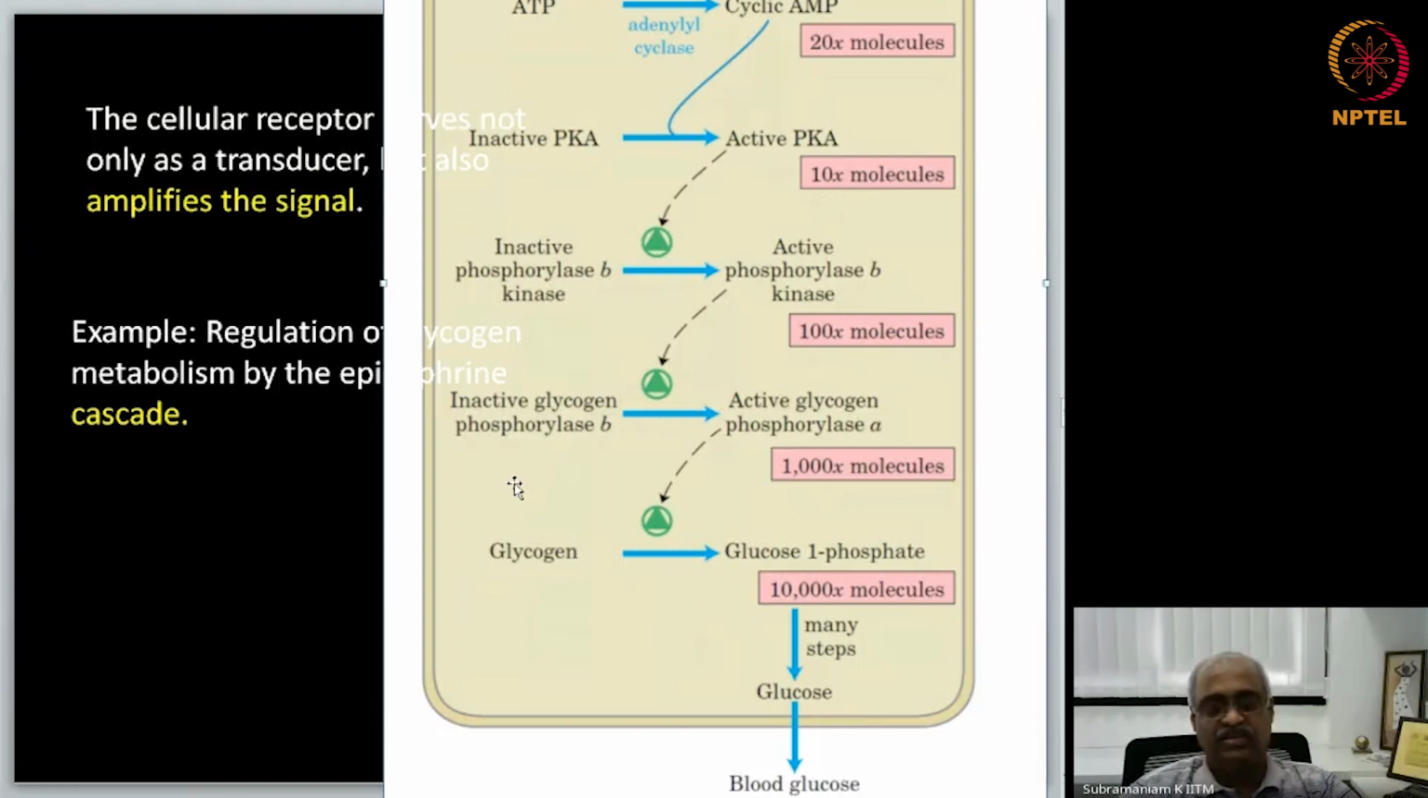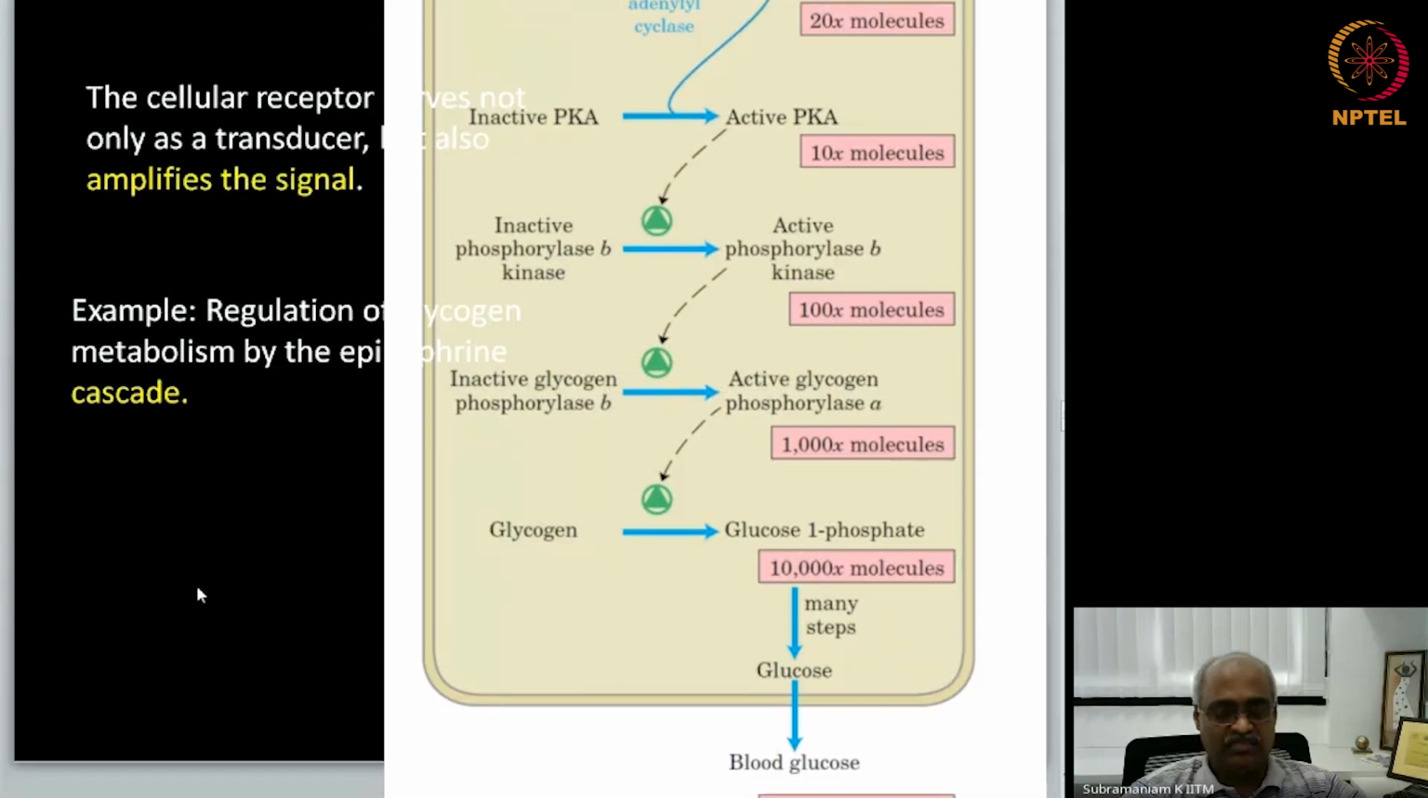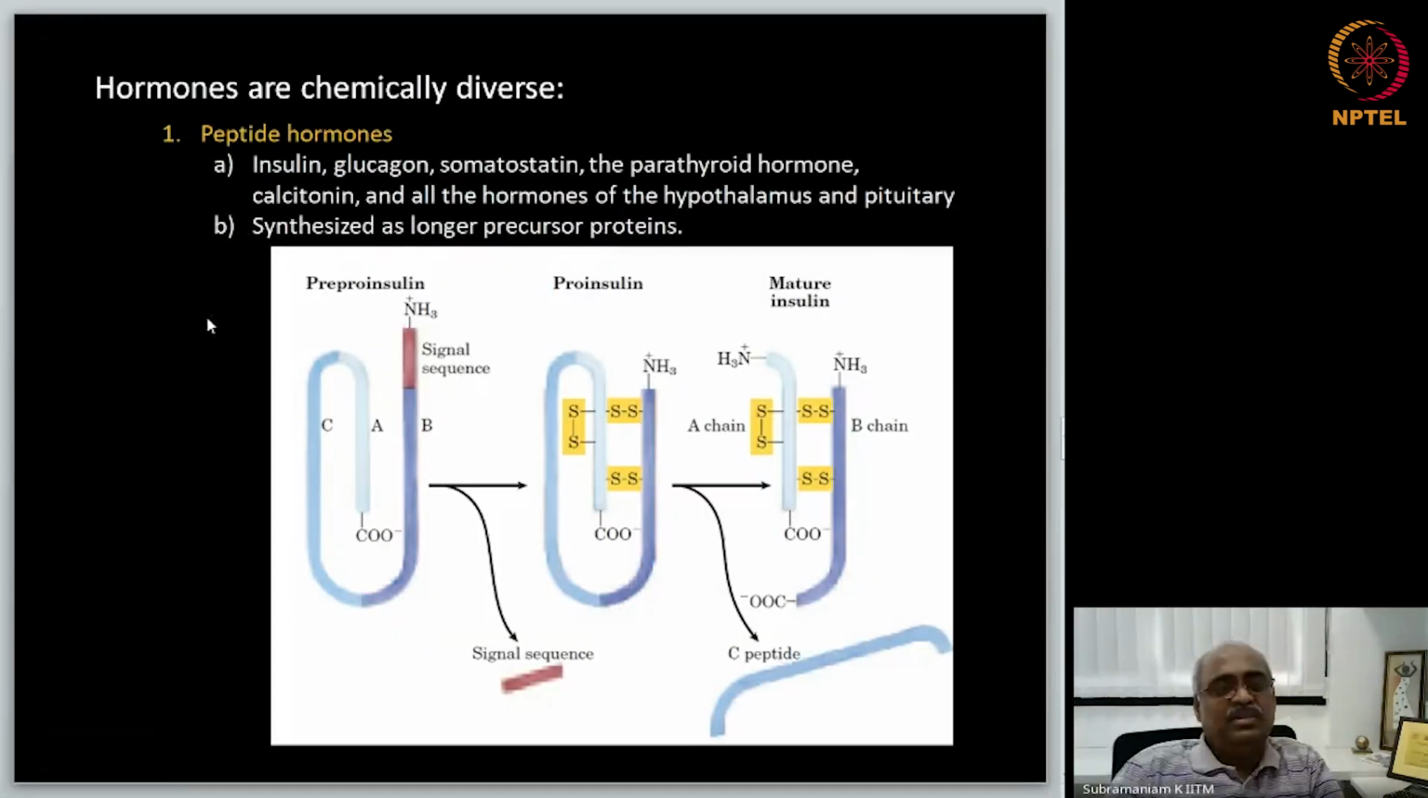That glycogen is glucose polymer, and from the glycogen, one glucose at a time is cleaved off in this glucose 1 phosphate version. Okay, so this is an example of a cascade. So in extremely low concentration, they can make all this possible because of the presence of the cascade. Okay, so this is an important concept in endocrinology or endocrine signaling. So the remaining slides, what we are actually going to talk about is the different kinds of hormones. Okay, they are chemically diverse.